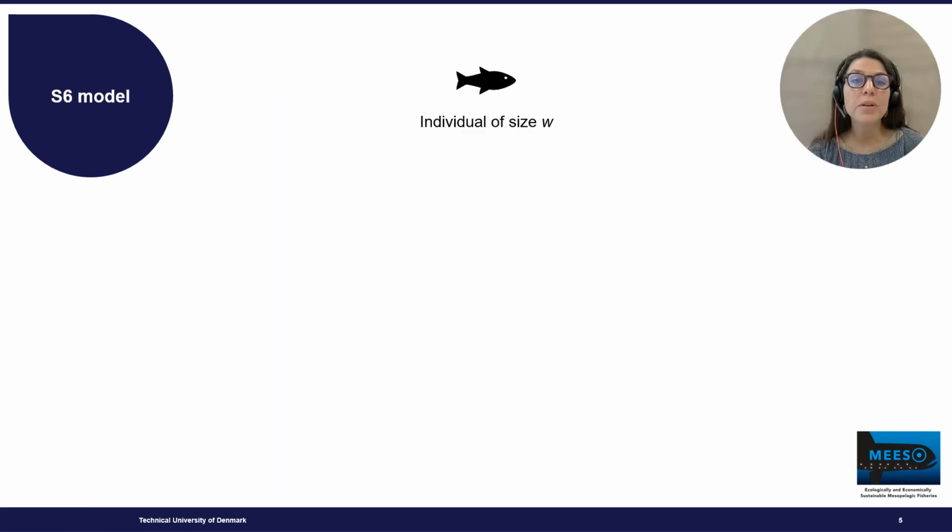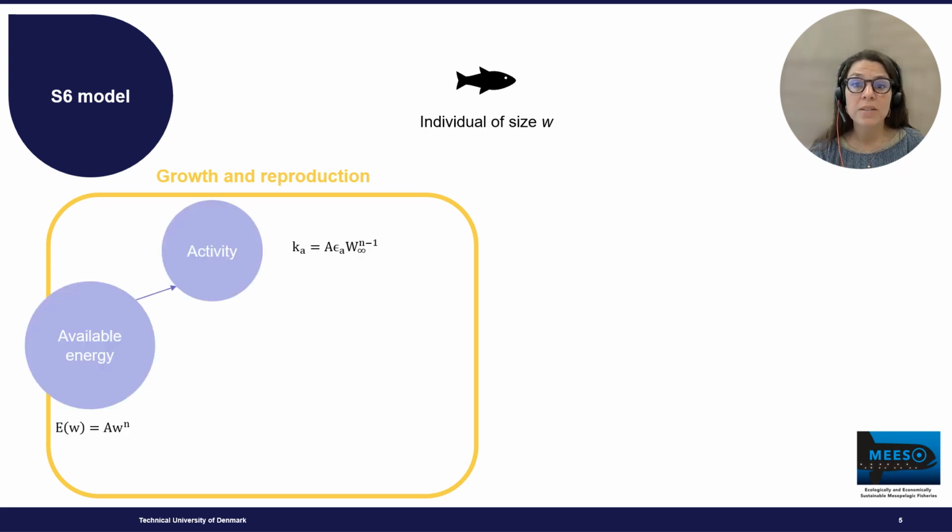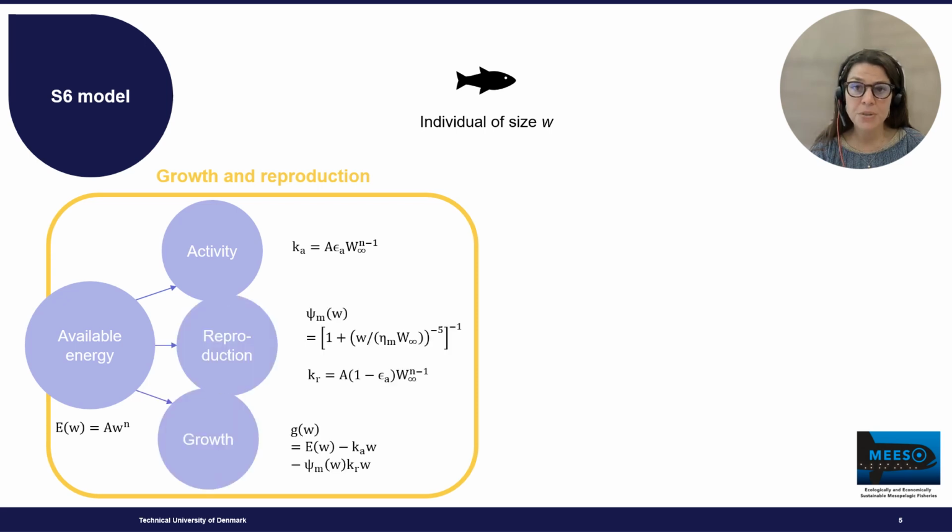As mentioned before, the S6 model is structured around body size. So for an individual size W, growth and reproduction are defined by a bioenergetic budget where the available energy can be allocated to activity, to reproduction, or to somatic growth. The total available energy follows an allometric relationship with a growth constant A and an allometric exponent n. Energy can be allocated to activity described by the constant epsilon A, and that includes, for example, energy necessary for movement or for food assimilation.